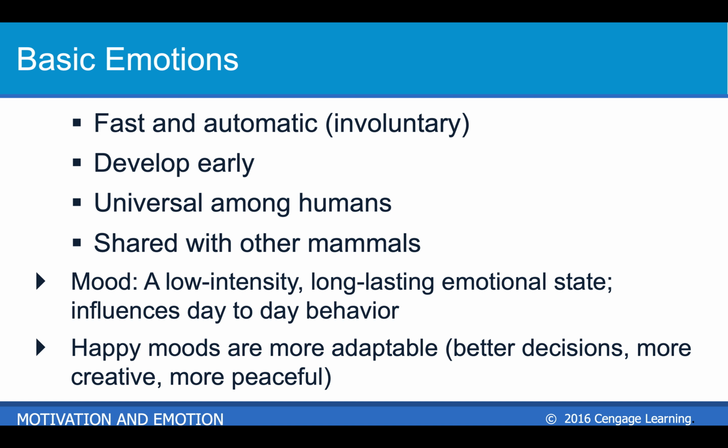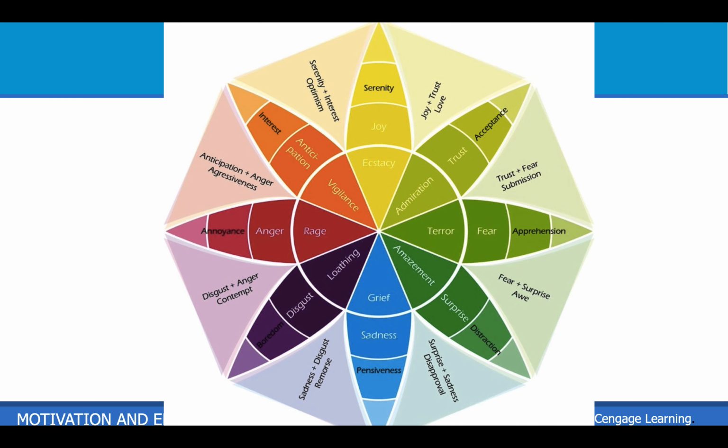So again, our basic emotions we just covered, they're really fast and automatic. They're involuntary. We don't control how and when we express them. We have something happen to us and immediately we're feeling this psychologically in our minds. They do develop early. They're universal among humans, and we do share a lot of them with other animals, especially mammals.